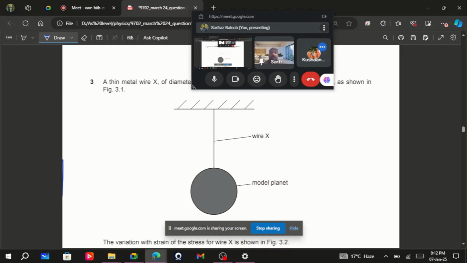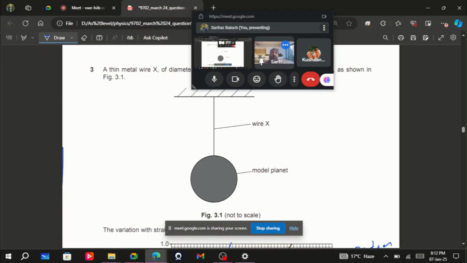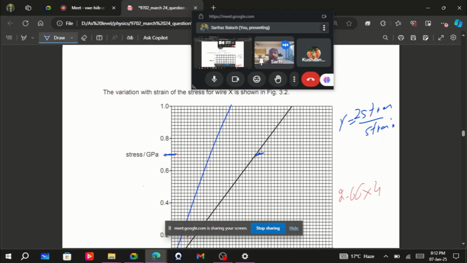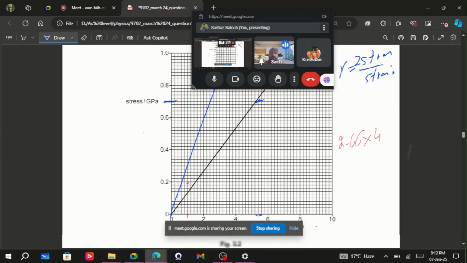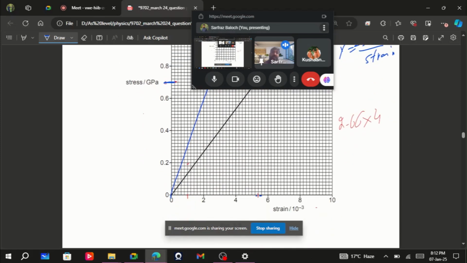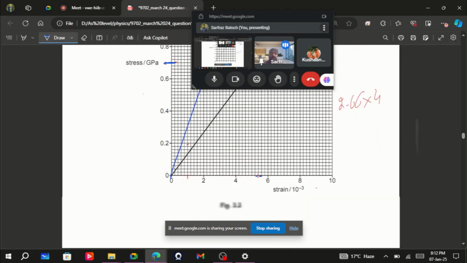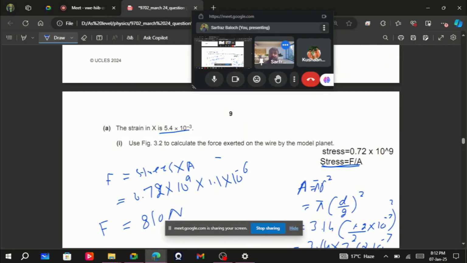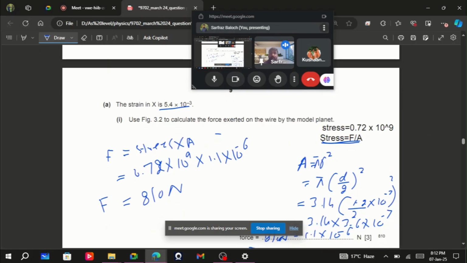Next question. A model planet is connected with a wire as shown in the figure. Stress versus strain is given in this figure. Here you have to tell the strain in x is given. Calculate the force exerted on the wire by the model planet. You have to find the force.